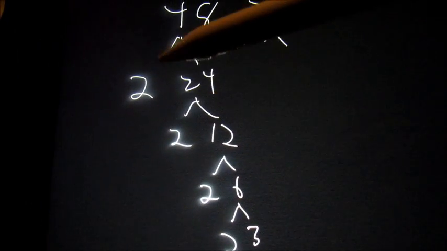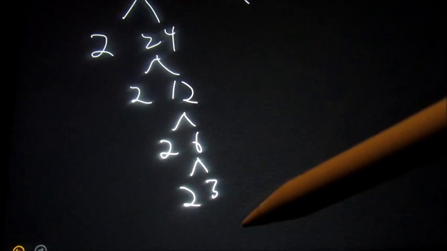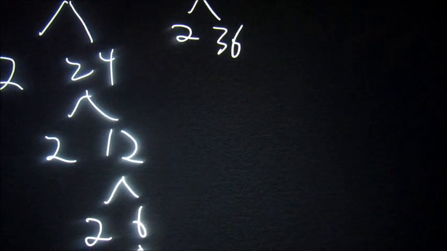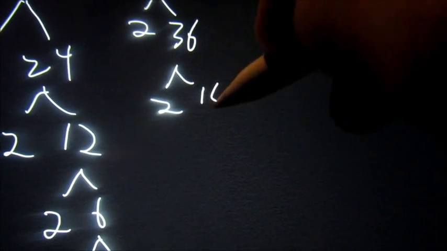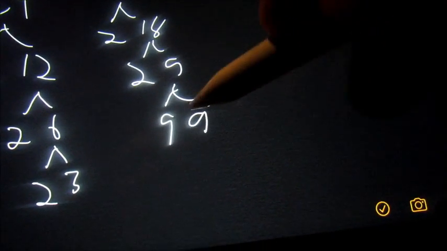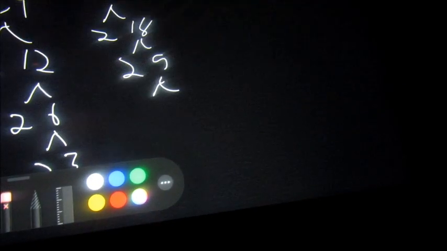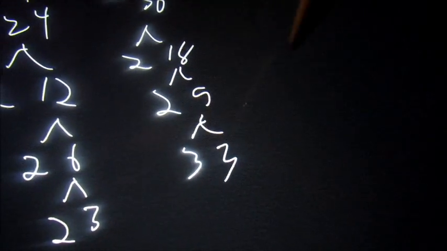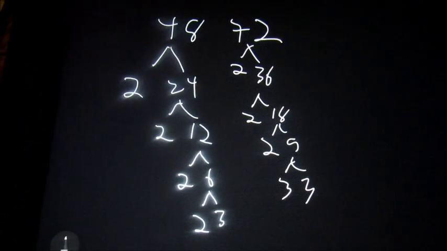So this is the prime factorization: 2 times 2 times 2 times 2 times 3. For 72, 2 will go into it 36 times. 2 will go into that 18 times. 2 will go into 18 9 times. 2 will not go into 9, but 3 will, and it will go into 9 3 times. So 2 times 2 times 2 times 3 times 3 are the factors of 72.